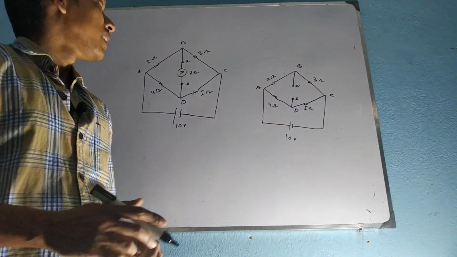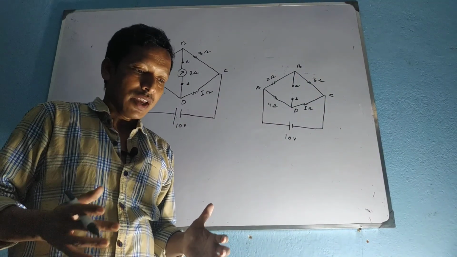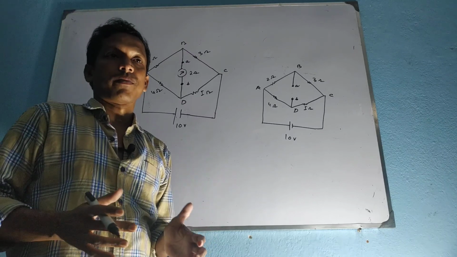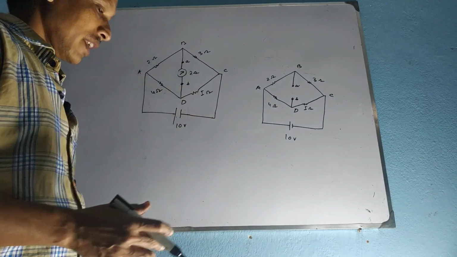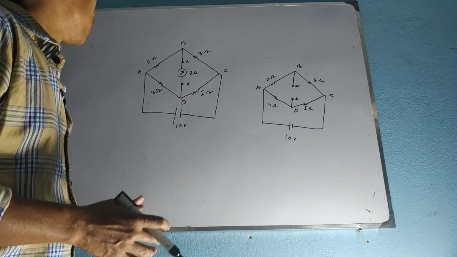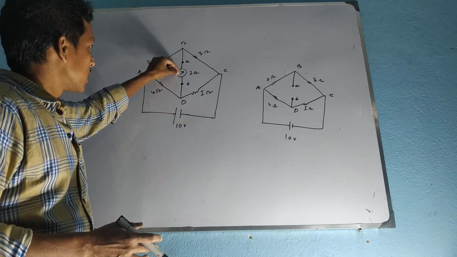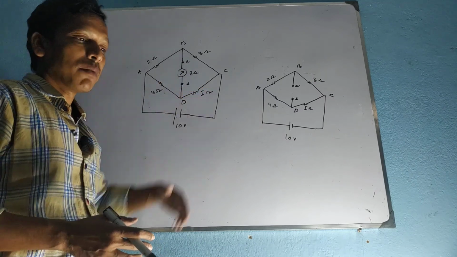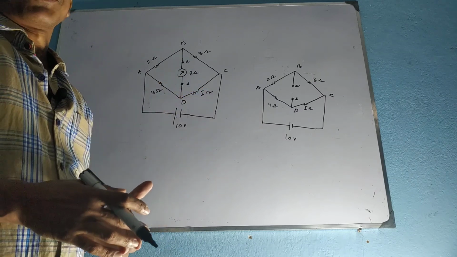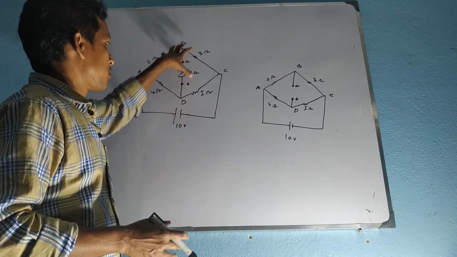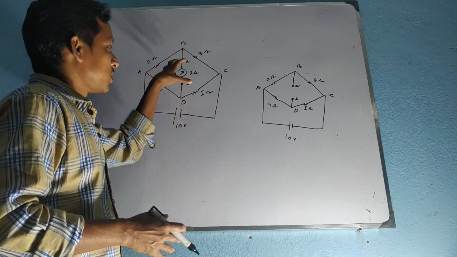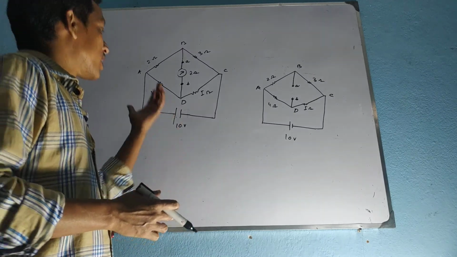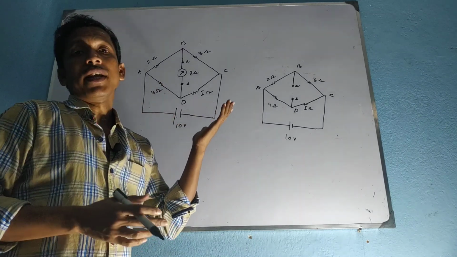Hello everyone. In this class, I will discuss the application of Thevenin's theorem and Norton's theorem. There is a problem in which we have to calculate the current flowing through the galvanometer having resistance 2 ohm by applying Thevenin's theorem and Norton's theorem. This is actually a Wheatstone bridge circuit, and using Thevenin's theorem and Norton's theorem, we have to calculate the current through the galvanometer in imbalance condition.